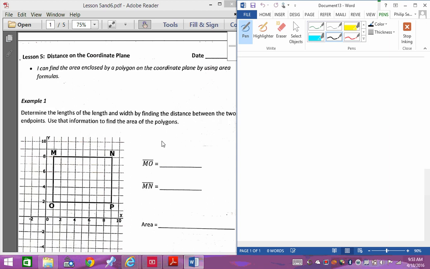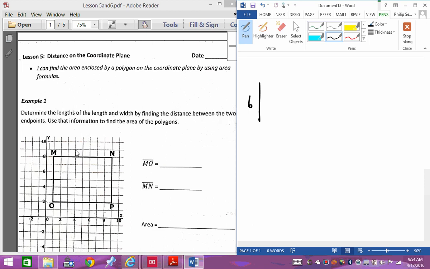The idea is we saw where we're finding area by counting spaces. Now, the grid's going to disappear, but we're still going to be using the grid. So the basics here, we want to know how long line segment MO is. To get from M to O, you start here and count: 1, 2, 3, 4, 5, and then 6. So MO is 6.